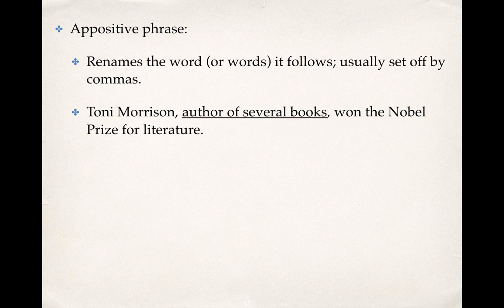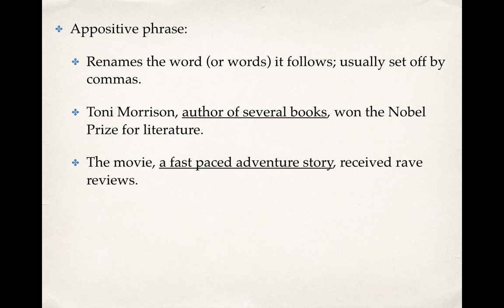So for example, Toni Morrison, author of several books, won the Nobel Prize for Literature. So that phrase, author of several books, is renaming the words that it follows, Toni Morrison. And a lot of times an appositive phrase is renaming the subject of the sentence. The movie, a fast-paced adventure story, received rave reviews. Same setup. We have the subject of the sentence, an appositive phrase that renames it, and then the rest of the sentence.